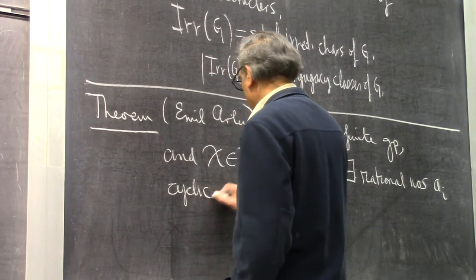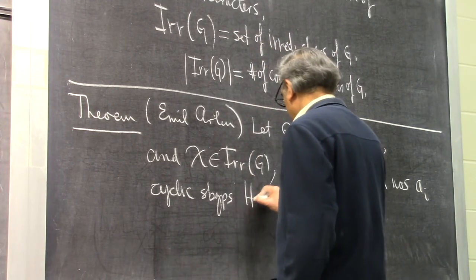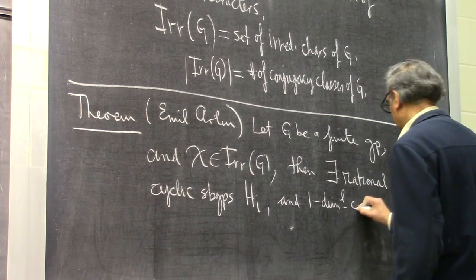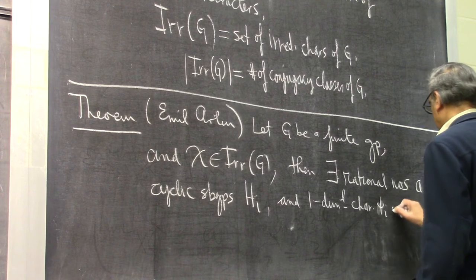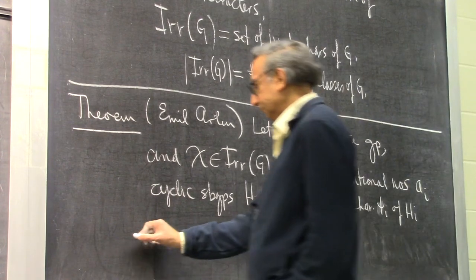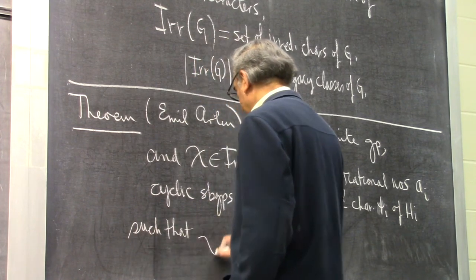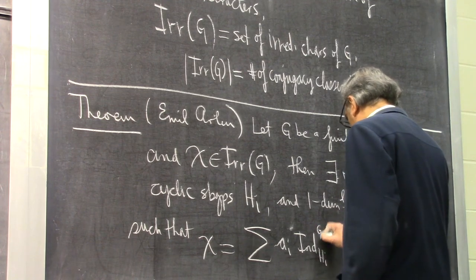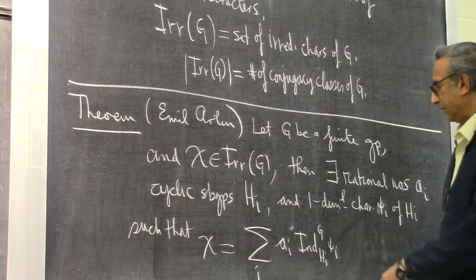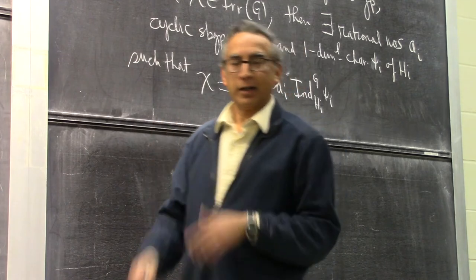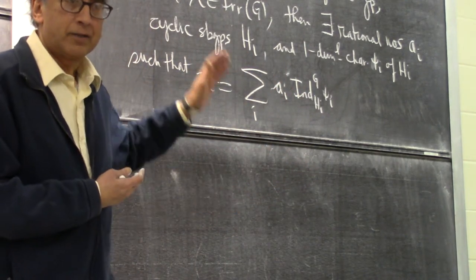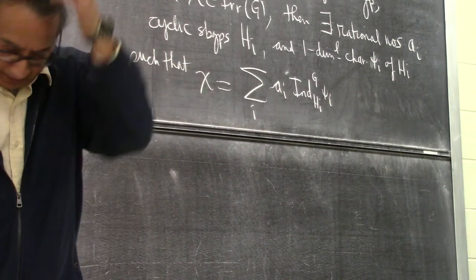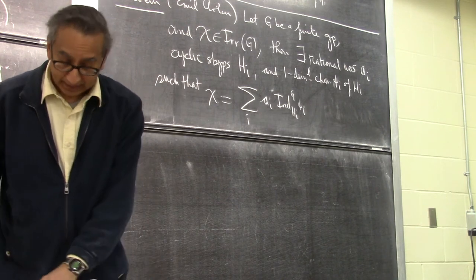Cyclic subgroups H_i, and of course one-dimensional characters psi_i of H_i, such that chi is a rational linear combination of inductions from H_i to G of psi_i. So this looks similar to Brauer, except that the a_i are allowed to be rational numbers. And why is it easier to prove this and not so easy for Brauer? Well, if you read Serre's book, you'll see that there's a little bit of intricacy involved. And that's why it took Brauer a bit of time to do that, but as I said, it's accessible.